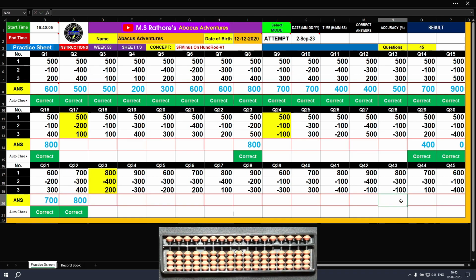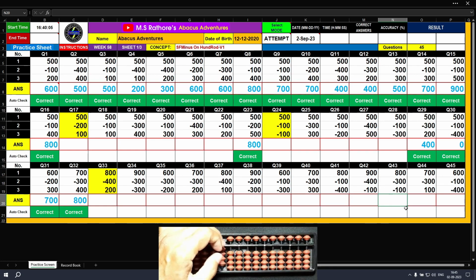Question number 43. Plus 800, minus 300. Now the partial answer is 500. Then minus 100. The formula of minus 1. Minus 1 equals plus 4 minus 5. And the final answer is 400.